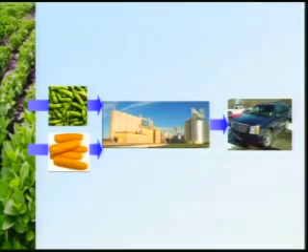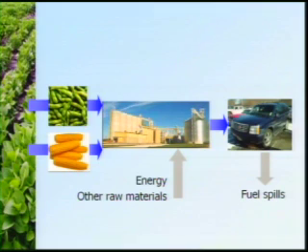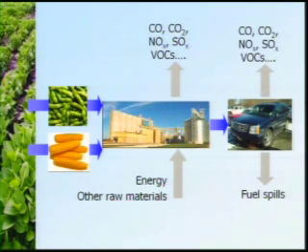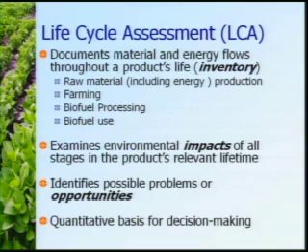Downstream of the farm, we have our processing and fuel use. We have a lot of energy and other raw materials that go into the processing. Fuel spills, as Pedro was just talking about, predominantly here, although there's also some at the ethanol production facility. And we have the same environmental releases to the atmosphere.